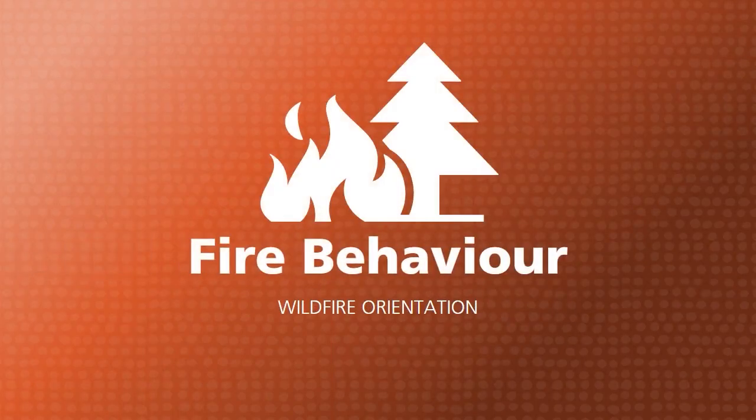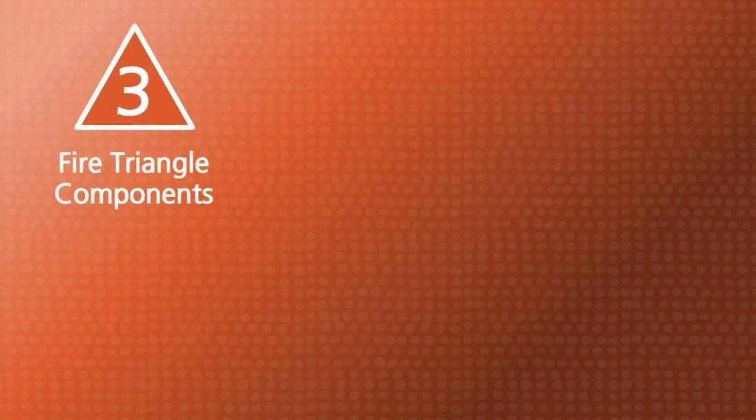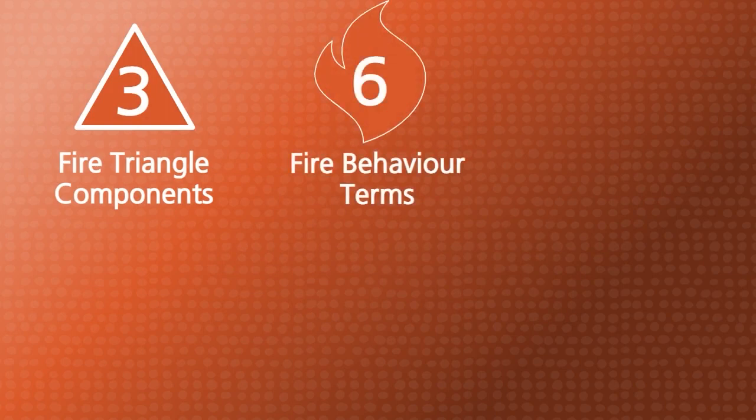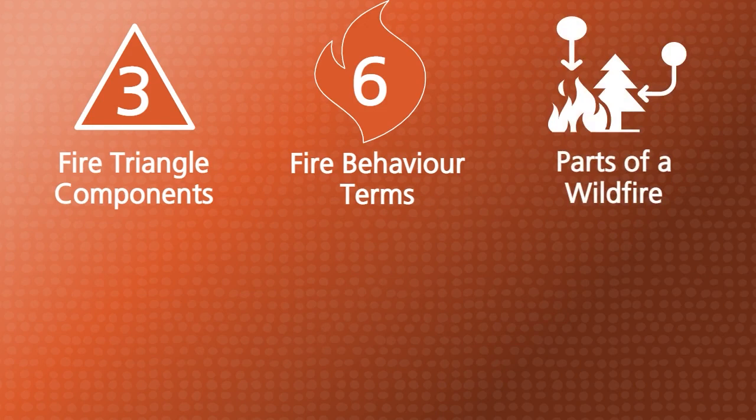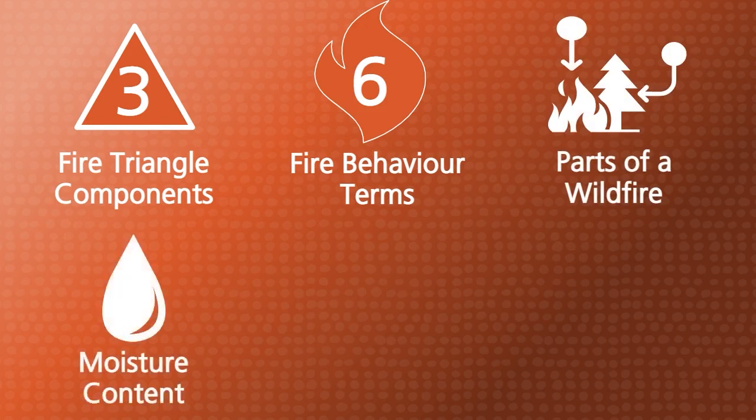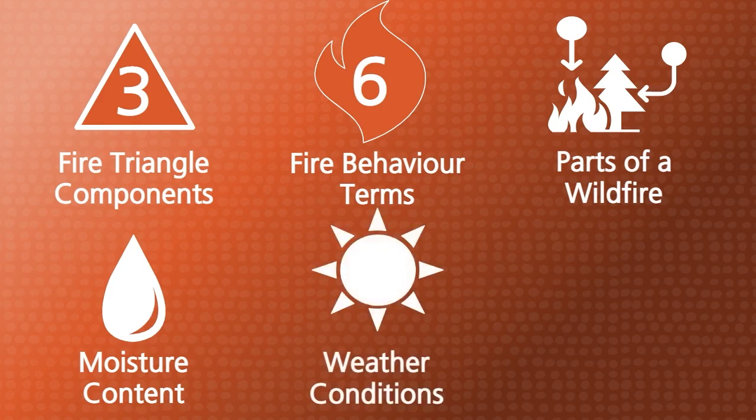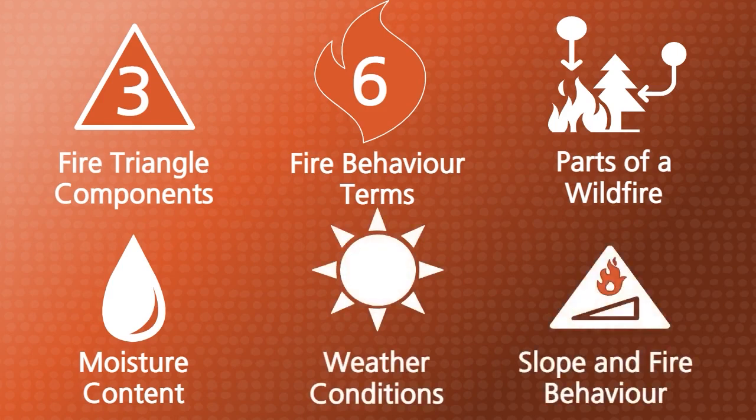Fire behavior. By the end of this section, you should be able to name the 3 components of the fire triangle and explain one method of removing each component. Define 6 common terms used to describe fire behavior. Name the parts of a wildfire. Identify how moisture content affects fire behavior. List 4 weather components and their effect on fire behavior. Describe the impact of slope on fire spread.